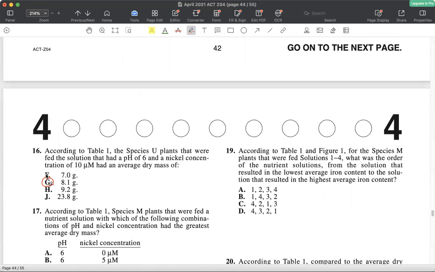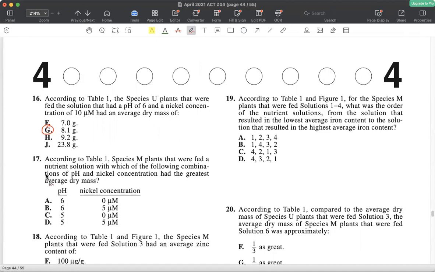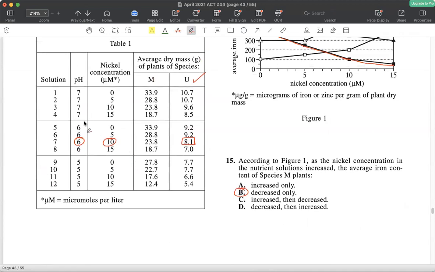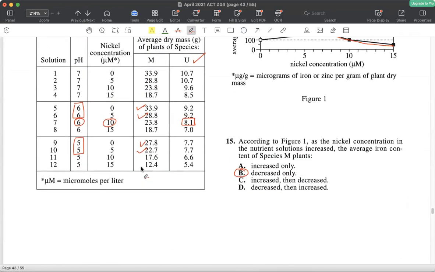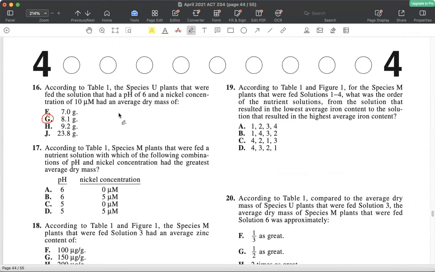8.1. Okay. According to table 1, species M plants that were fed a nutrient solution with which of the following combinations of pH and nickel concentration had the greatest average dry mass, right? So we are looking at 6 and 5 pH and 0 and 5. Okay. So species M, we are looking at 6 and 5. So these numbers and these numbers. So greatest average dry mass is for pH 6 and nickel concentration 0, option A.